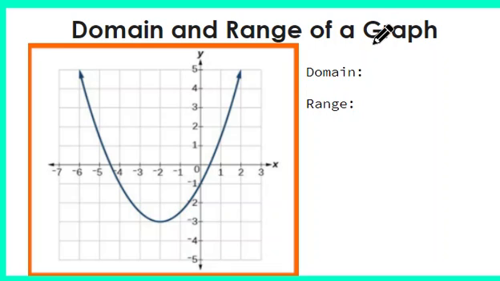Okay, here's another type of domain and range graph. This is called a parabola. A parabola is like a U-shaped curve. Okay? So domain. I know domain is my x values from least to greatest.